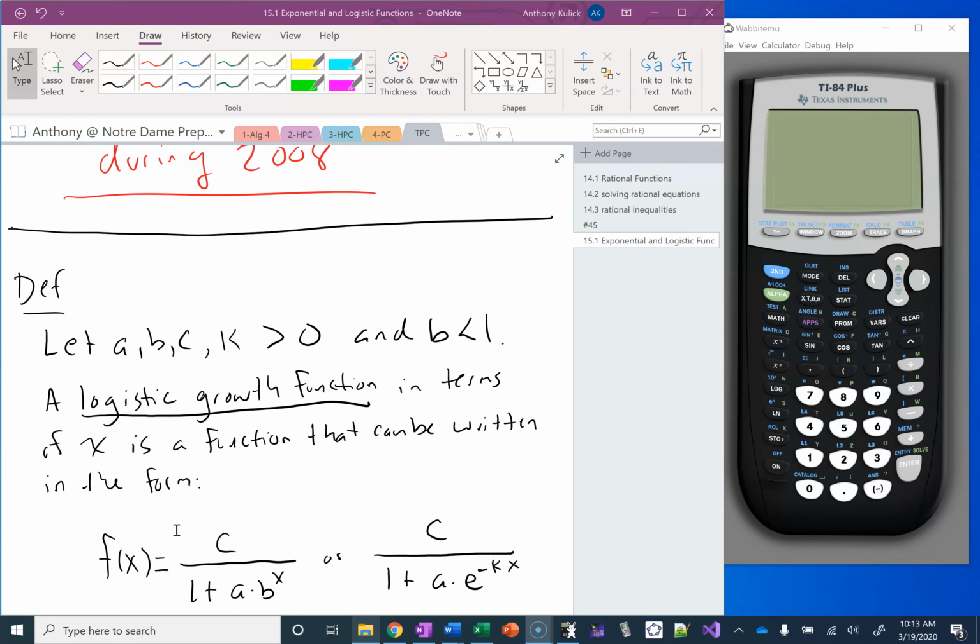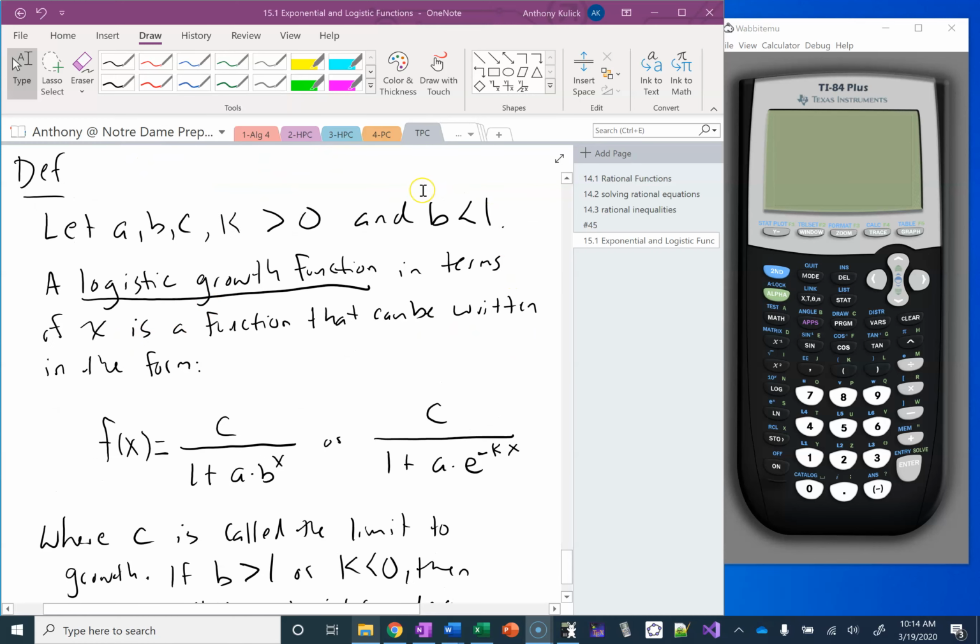Okay. So next idea here, we're going to move on from talking about exponential functions to start talking about logistic functions. So let a, b, c, and k all be positive numbers, and b also has to be less than 1. So since b is positive, it has to be between 0 and 1, like 0.5 or 2/3 or something like that. We say that a logistic growth function in terms of x is a function that can be written in the form f of x equals c over 1 plus a times b to the x.